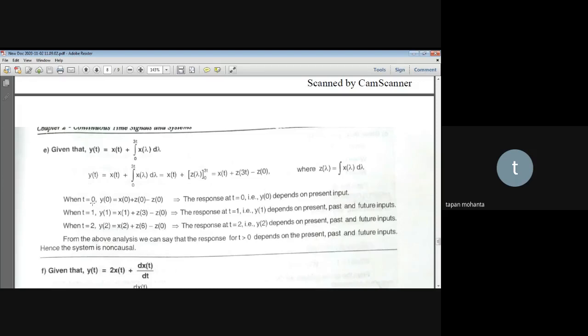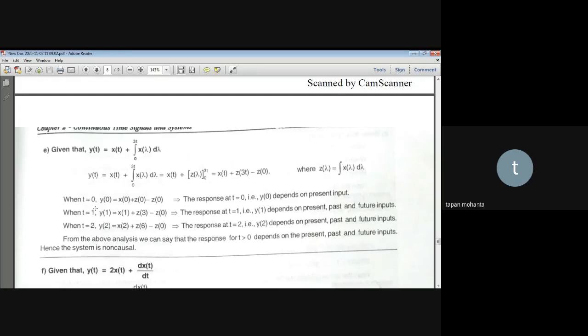So t is given. So y of 0 is x of 0 plus z of 0 minus z of 0. Then the output response depends on the present input. Similarly, we can put 1. So y of 1 is x of 1 plus z of 3 minus z of 0.